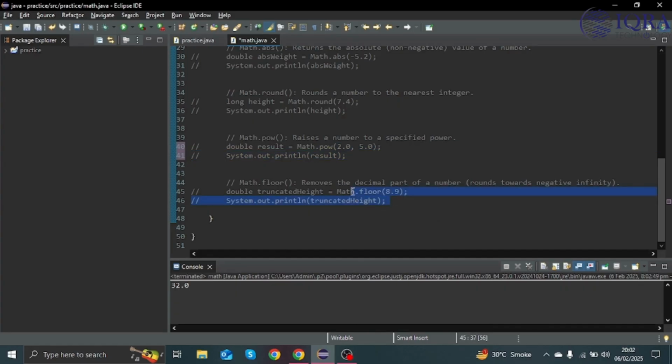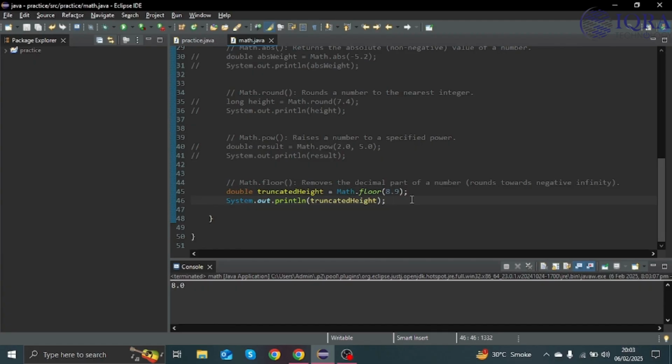So Math.floor removes the decimal of the number and rounds towards negative infinity. Okay. So if I run this, then you will see that it will give output 8. Why? It removes the number present after the decimal. It doesn't care about the number present here.